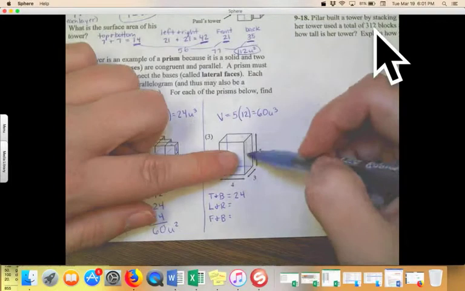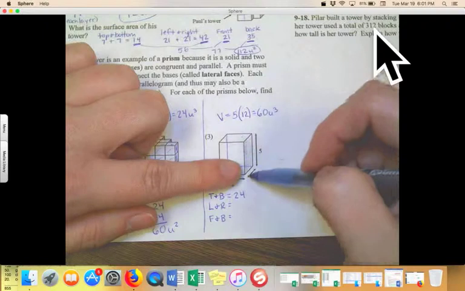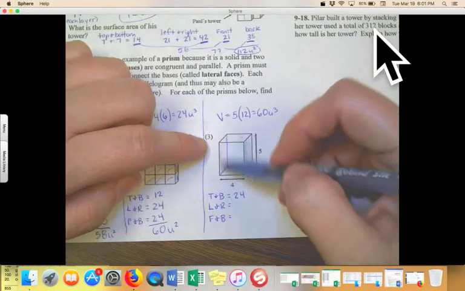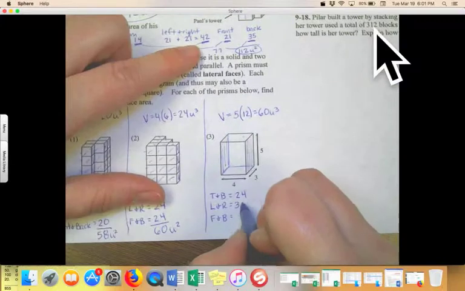Now for our left and right. Our left and right are 3 by 5 rectangles. 3 times 5 is 15. 15 and 15 gives us 30.